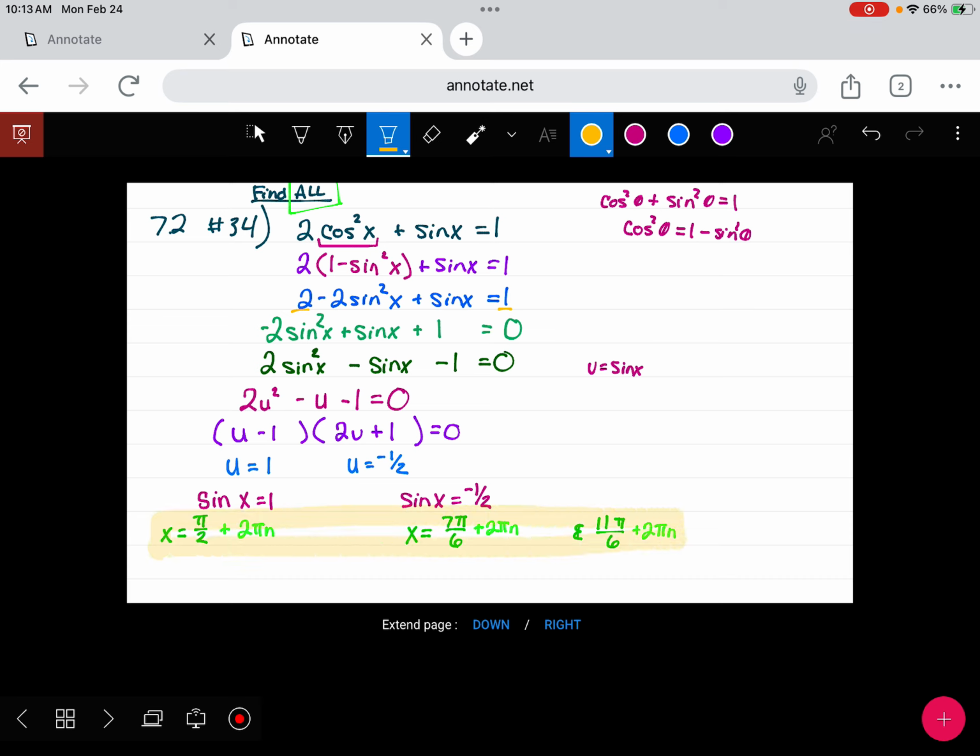So this is our answers. Those are all the places where this will be true, all the places where we're going to have a solution.